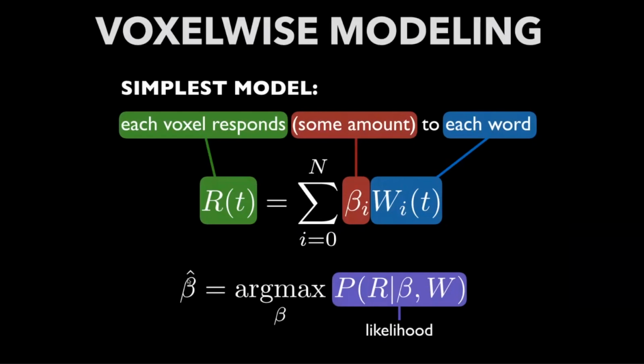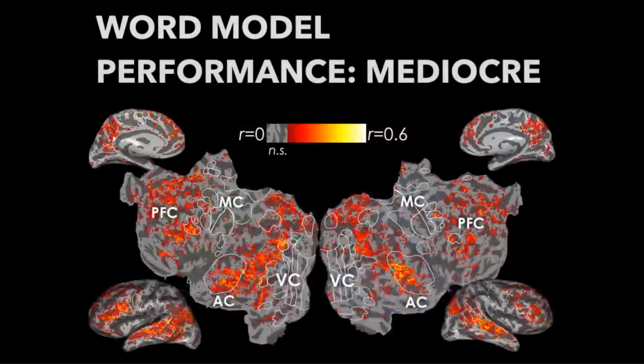For each voxel, we're going to compute the correlation between the predicted and the actual responses. All right, that looks like this. This is showing the prediction performance of this simple word indicator model across one subject's brain. The voxels that are not significantly predicted are shown in gray, and this is a reasonably liberal significance threshold. The correlation for better voxels is shown in this hot colormap, with the yellow or white voxels being quite well predicted and red voxels being pretty poorly predicted.